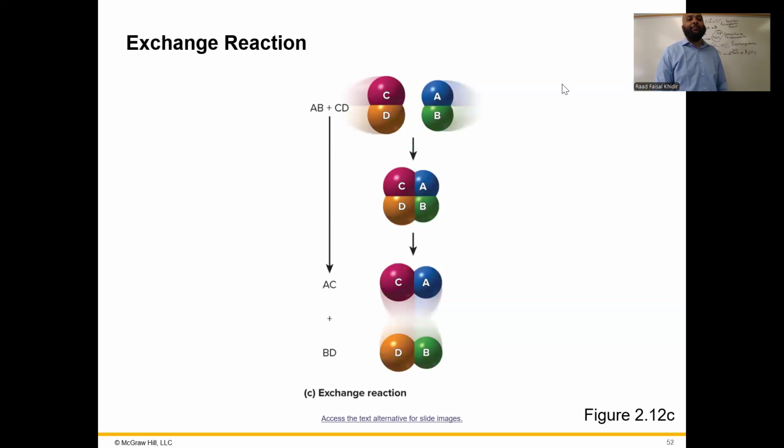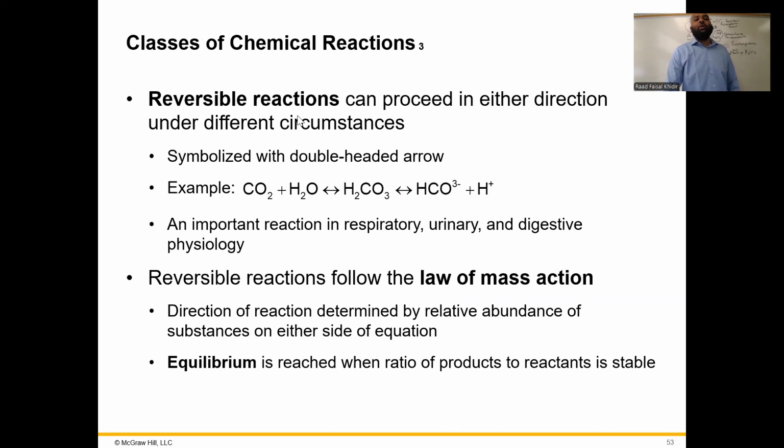Then we have an exchange reaction. What happens with the exchange reaction? In the exchange reaction, you have A and B and C and D coming together. So they will alternate. You had A and B, C and D, then they would all join together. Then they would split, with A no longer with B. A is now with C, and C no longer with D. D with B.